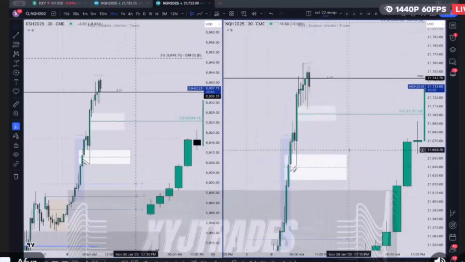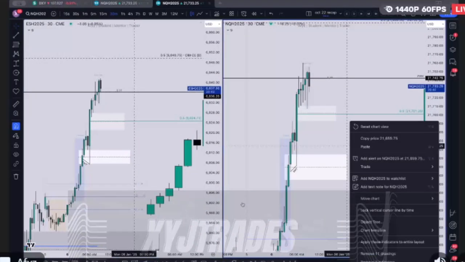Both of those were fantastic trade setups, I think. Unfortunately, I was sleeping for both of them. But those, I think, were both really, really clean.